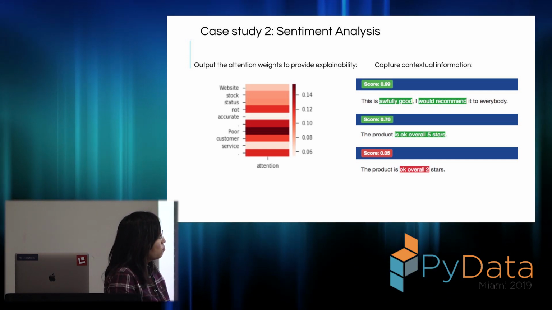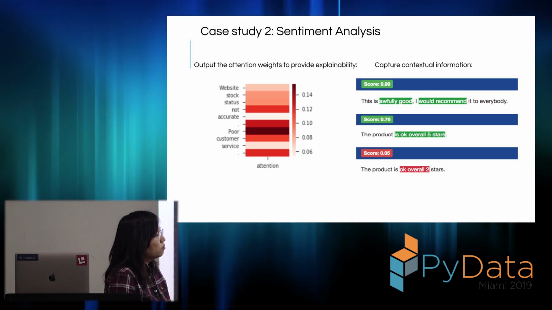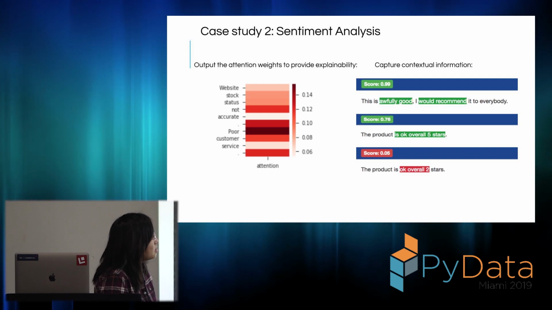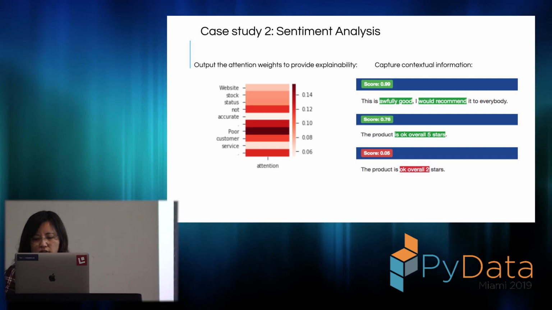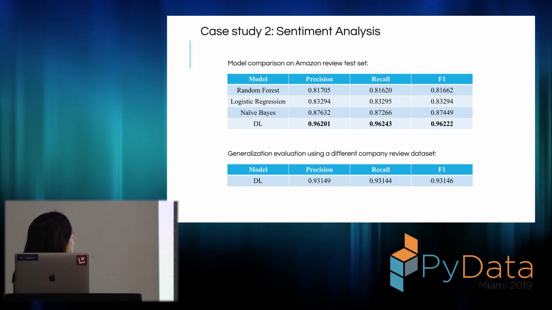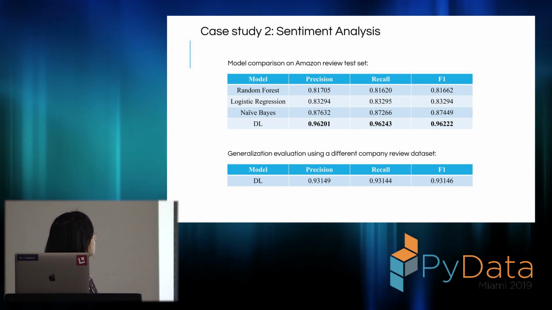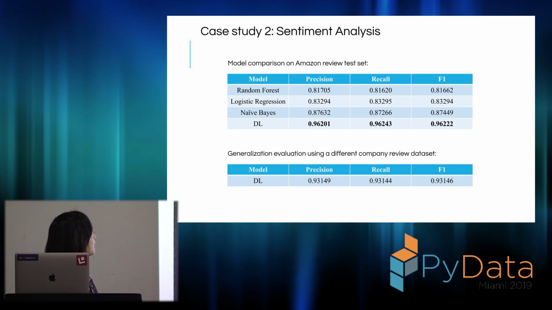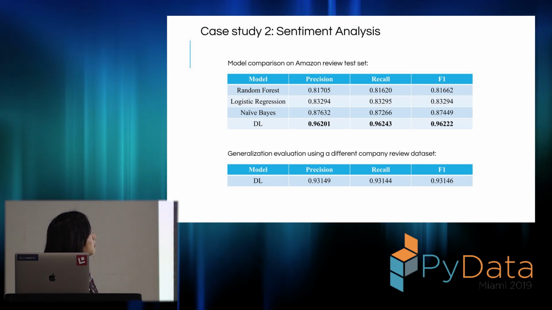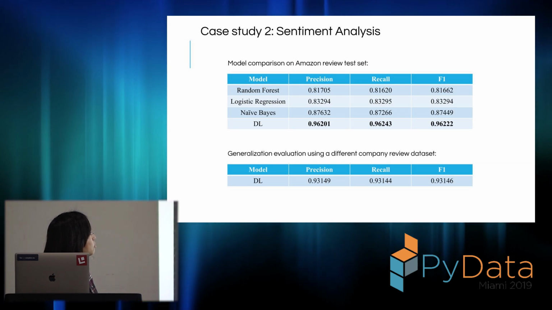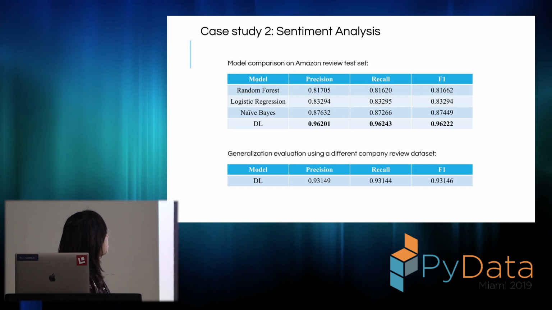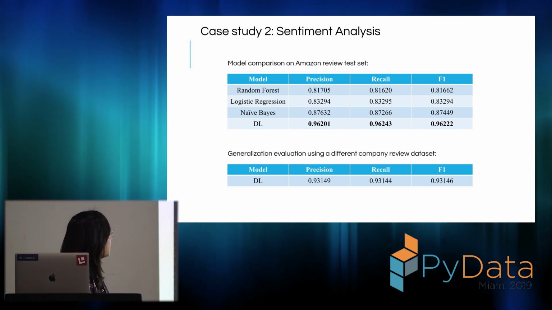If you just change one word, say the product is okay, overall 2 stars, then the deep learning model is pretty sensitive, and says this is a negative sentiment. On the evaluation part, we use the same test set from this Amazon review, and you can see the deep learning model beats the best traditional machine learning model by a large margin. The best traditional model is naive Bayes.